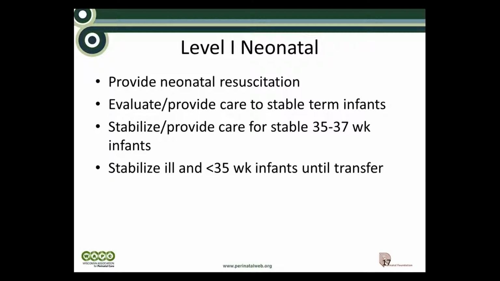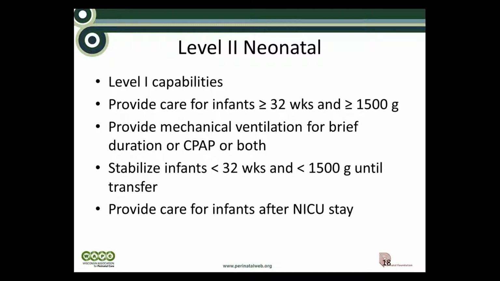you need people who can follow the criteria, follow the guidelines that are recommended to make sure that it's an effective resuscitation. They should be able to evaluate and provide care to stable term infants, stabilize and provide care for stable 35 to 37-week infants, and stabilize ill and less than 35-week infants until transfer, so fairly straightforward.